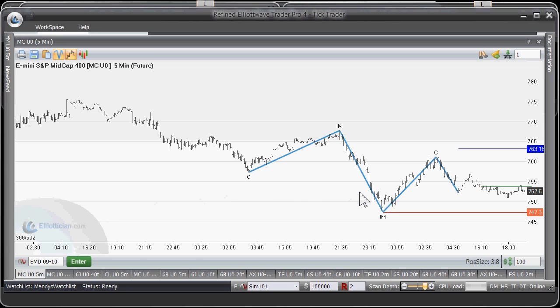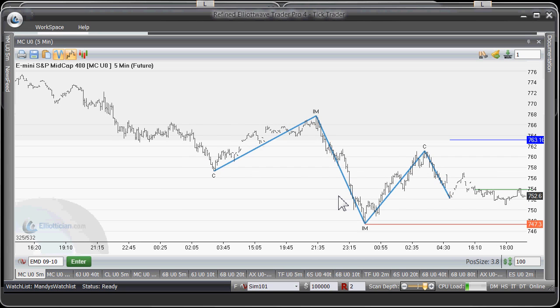I'll go to this pattern now. Here we've got the E-mini S&P Midcap 400. The apex, strong and fast, strong and straight, both sides of the apex. That's nice. But this pulled back heavily, it's not messy. So once again, that disqualifies.